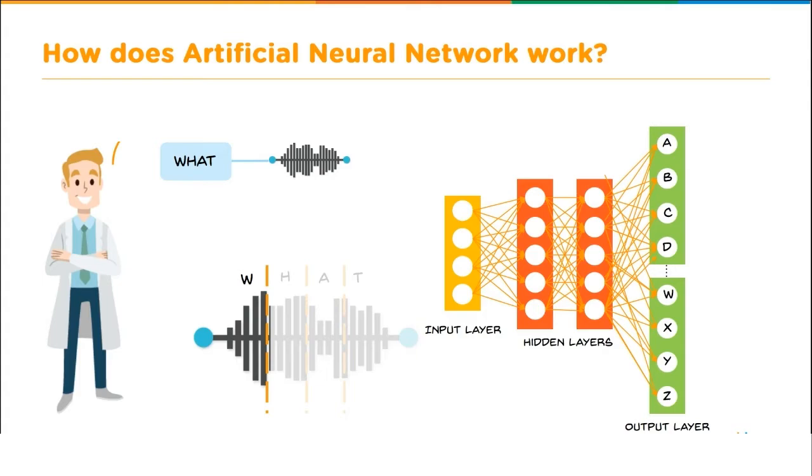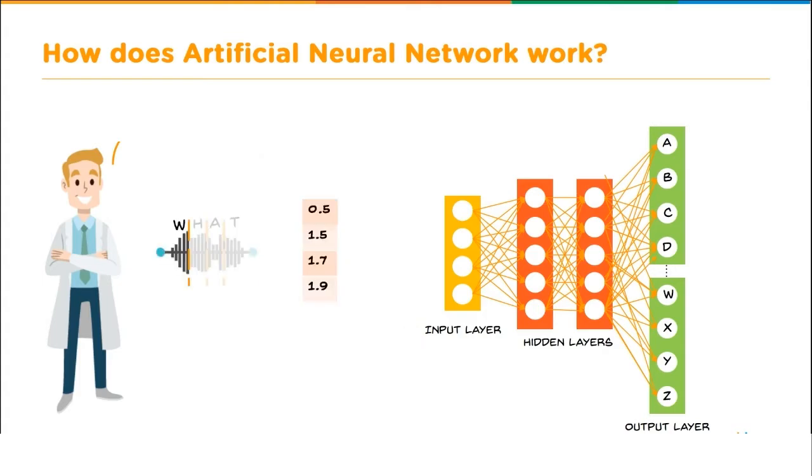As the amplitude is varying in the sound wave for W, we collect the values at different intervals and form an array. So we have 0.5, 1.5, 1.7, 1.9, that might be the different amplitudes coming in. And we feed the array of amplitudes to the input layer. So each one of those goes into its own box on the input layer.